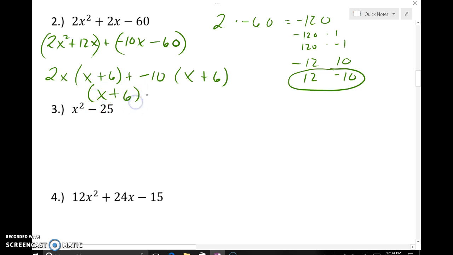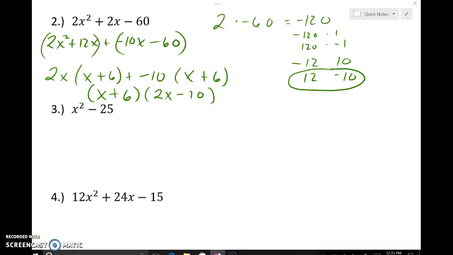So I pull that out. What's left over if I take away the common factor of each? 2x on the left and negative 10 on the right. That's the binomial that if I multiply it out, I would get back 2x squared plus 2x minus 60.